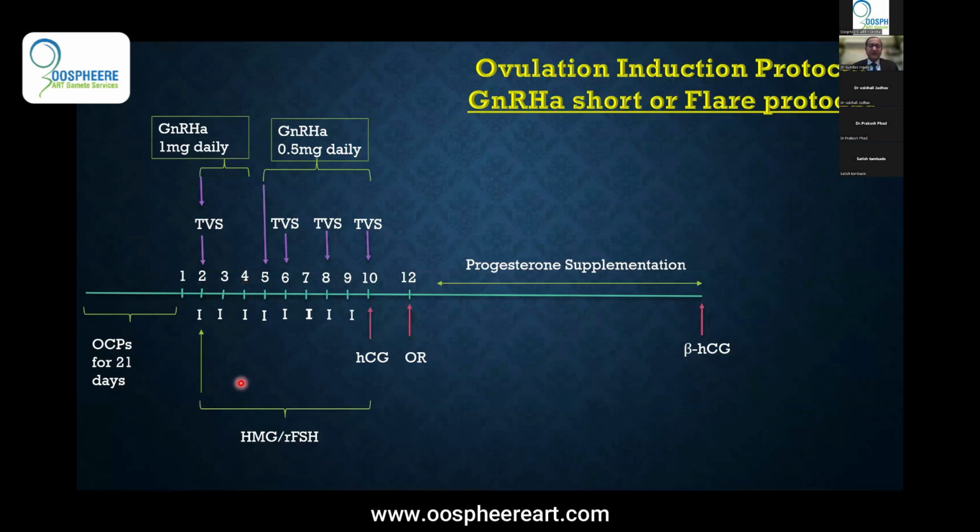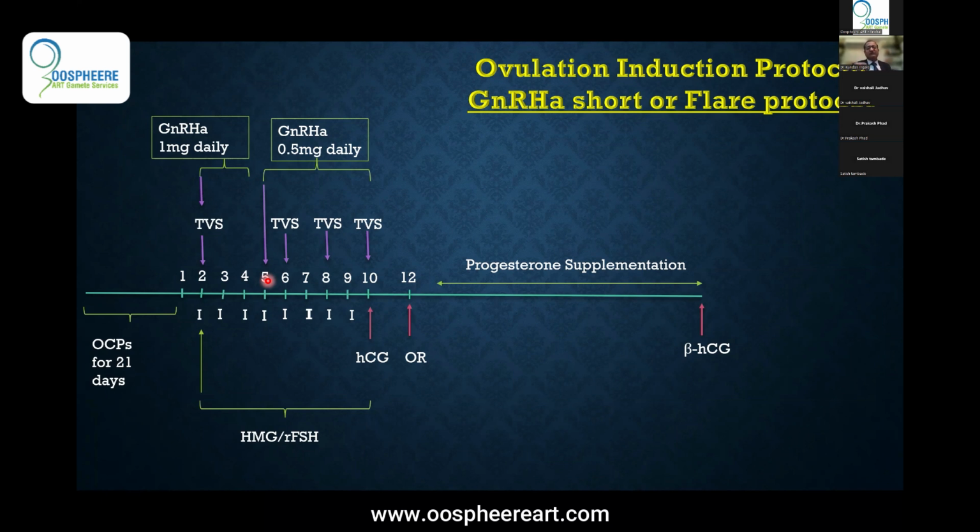So 3 days along with HMG. Whatever gonadotropins are desired according to the antral follicular count, we will start, but we will give GnRH agonist 40 units, that is 1 milligram daily, from the second, third to the fourth day. From the fifth day onwards, you will reduce that dose to 20 units, that is 0.5 milligram.